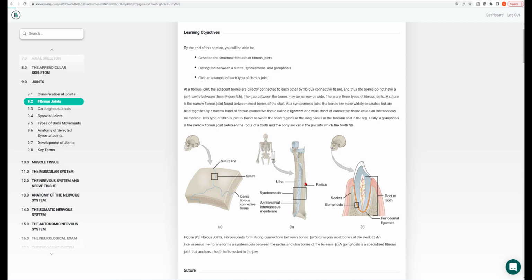One I've already described to you, and that is the sutures. There is a dense fibrous connective tissue that connects the skull bones together, the cranial bones together to form the sutures. Two other examples.